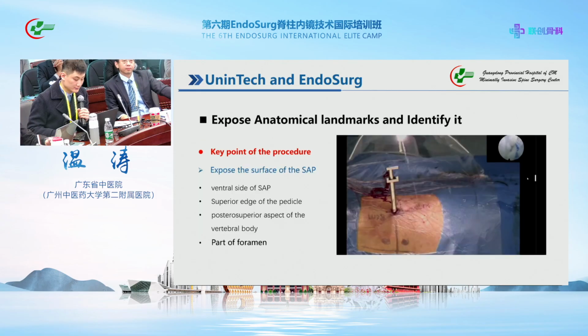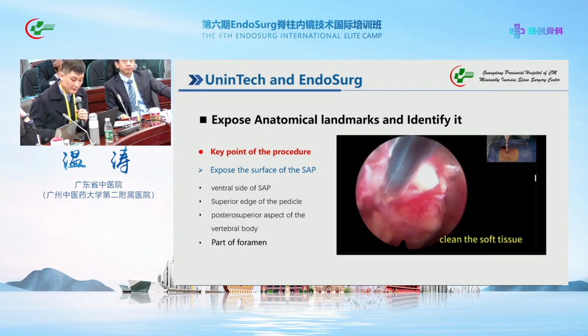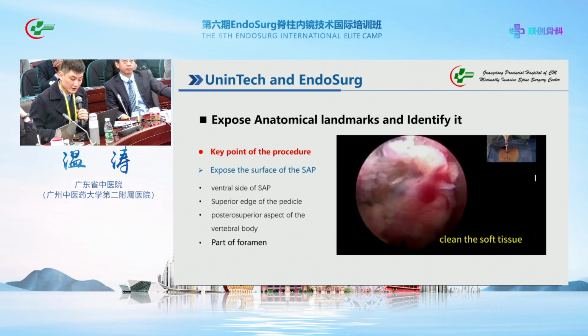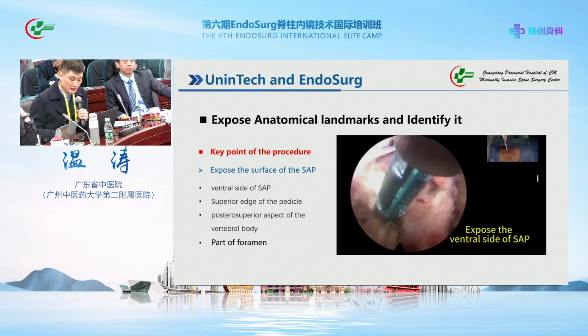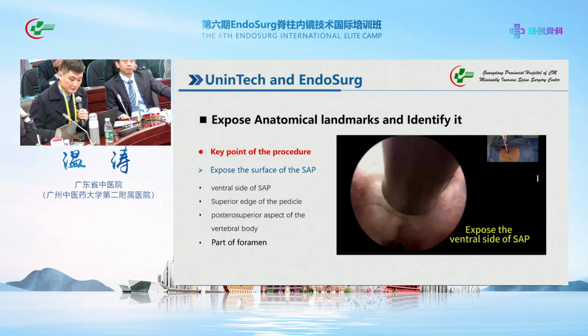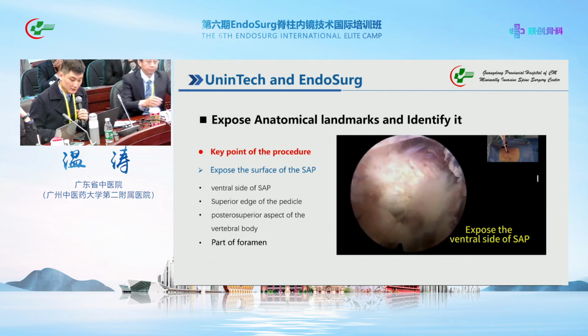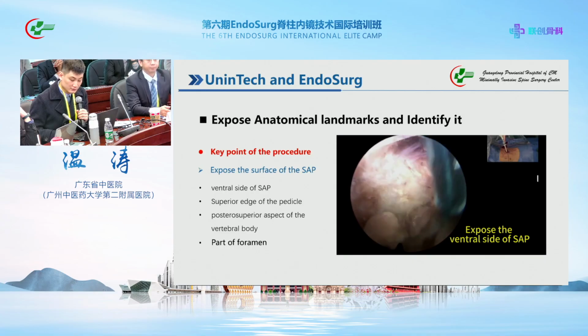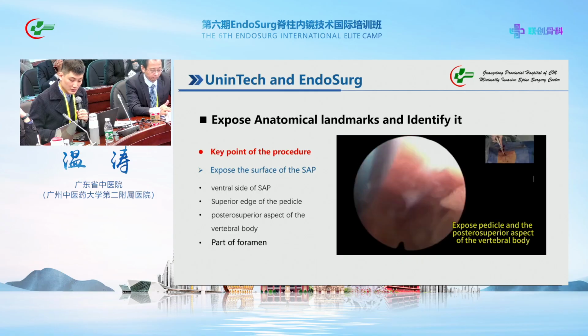First, we need to clean the soft tissue and stop the bleeding, using the RF probe to locate the bone structure, and use the RF probe to stop bleeding and expose the SAP margin of the pedicle, and expose the pedicle towards the caudal end. And then we will identify the posterior superior aspect of the vertebral body.